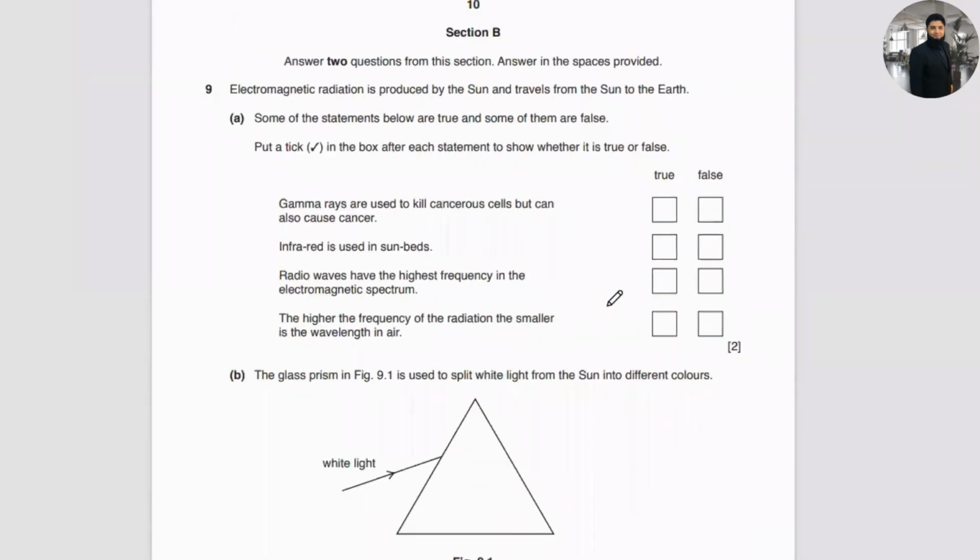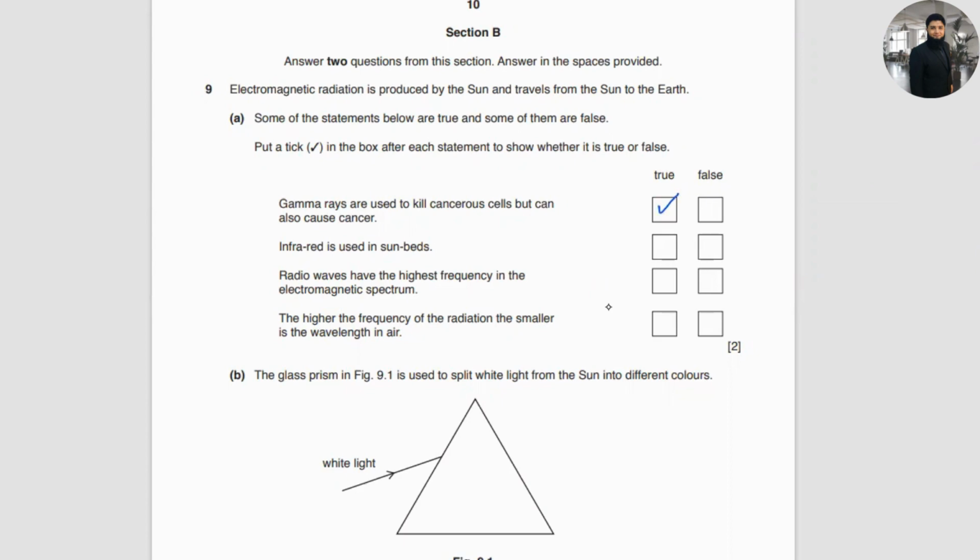Okay. In section B, answer two questions from this section. Answer in the space provided, right? So electromagnetic radiation is produced by the sun and travels from the sun to the earth. Some of the statements below are true and some of them are false. Put a tick in the box after each statement to show whether it is true or false. Gamma rays are used to kill cancerous cells, but can also cause cancer. So it is true.